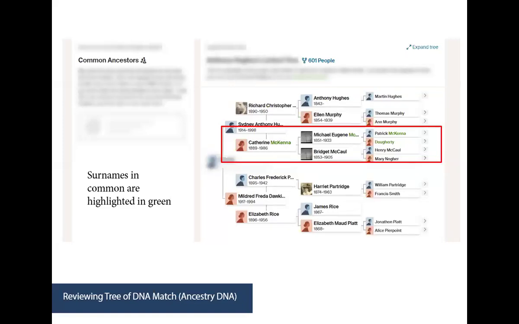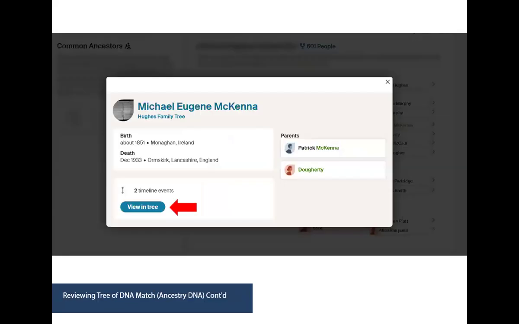And again, because these surnames are in common or highlighted in green, we want to go back to those surnames and try to find out more details about them. So we want to always go back to that tree. And I noticed when I clicked into one of them that there was a Michael Eugene McKenna that was a son of a McKenna and a Doherty. So that really got my interest more.